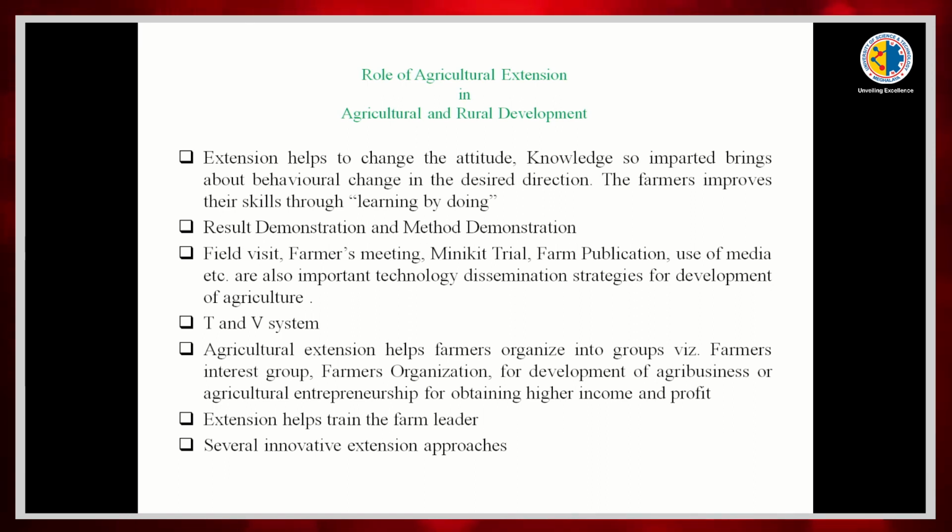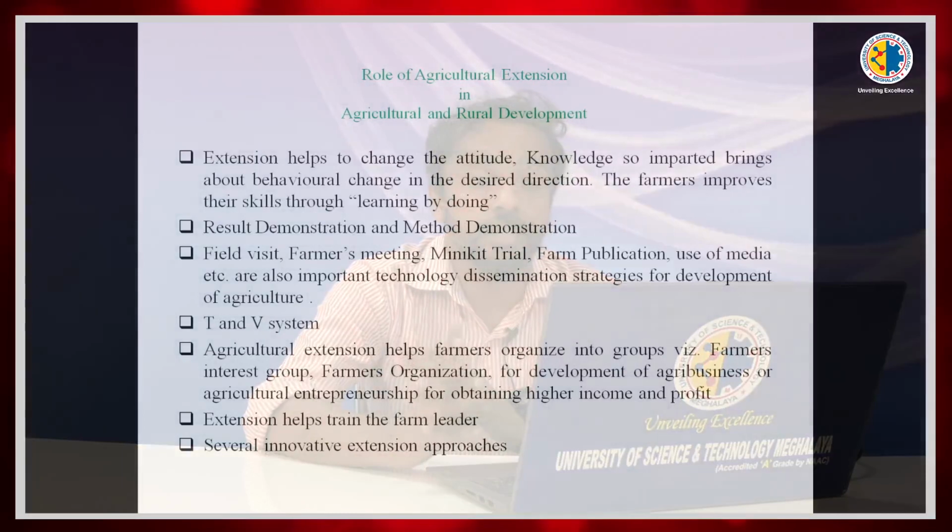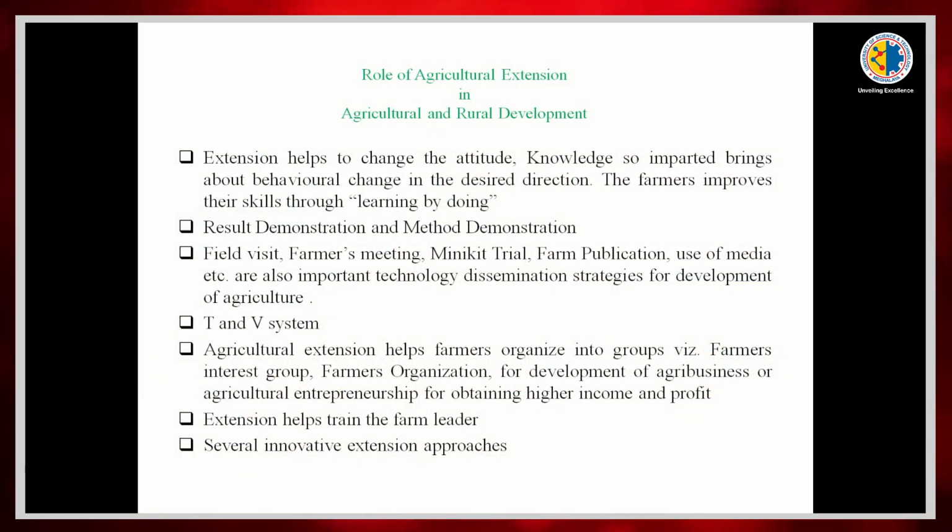Now, when farm publication comes, it will lead to farm journalism. We will discuss it later on. So, field visit, farmers meeting, mini kit trial, farm publication, use of media, etc., are also important new technologies, innovative ideas, and technology dissemination strategies for the development of agriculture and allied science, and rural development.